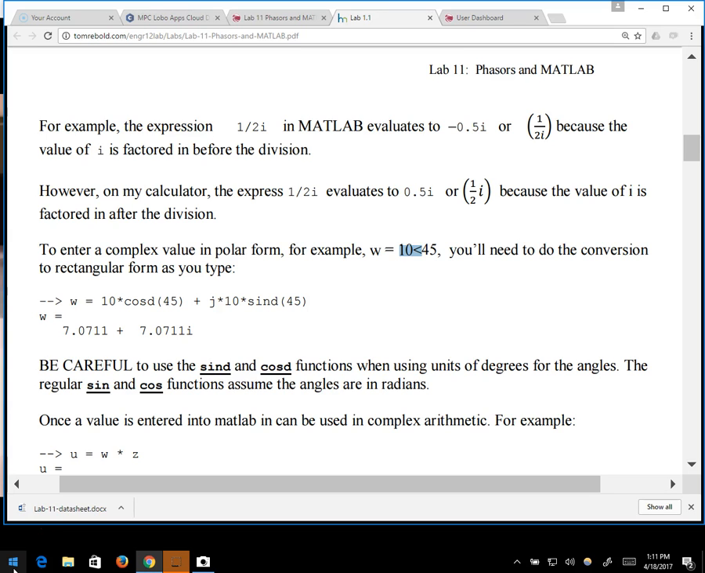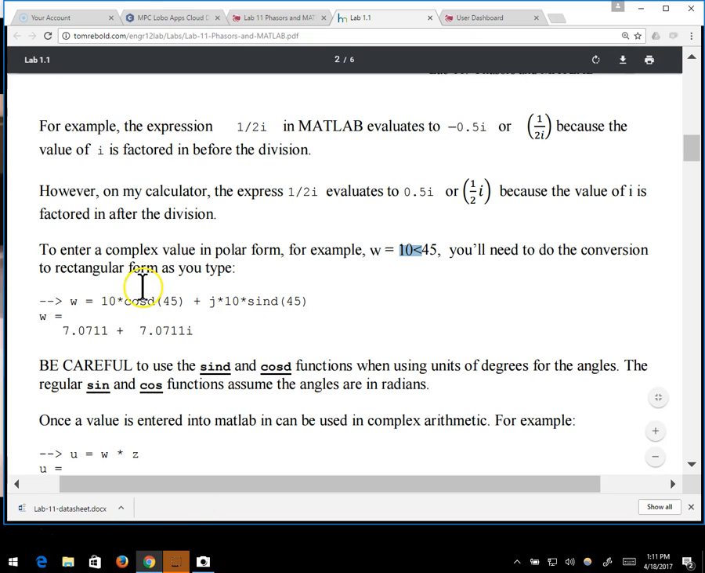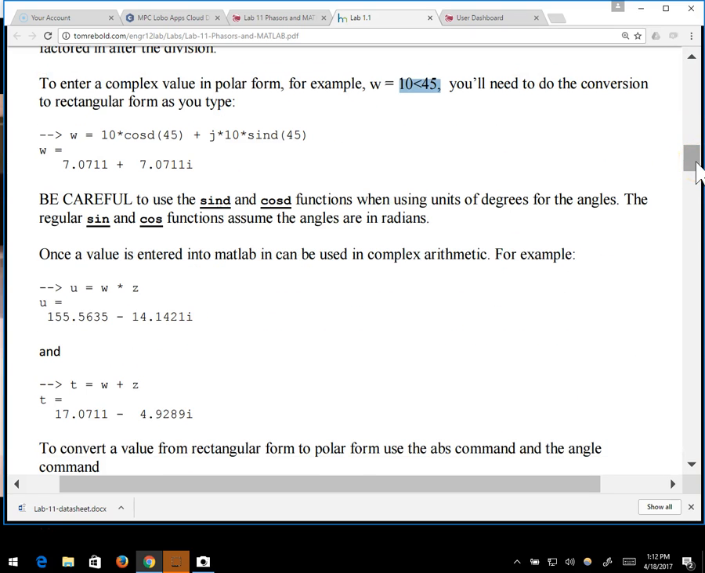You should familiarize yourself with the last 2 lectures that we went over this week. We can create the rectangular form of this polar representation of a phasor by saying 10 times cosd of 45, plus j times 10 times sind of 45. That gives you a complex number. Also make sure you use sind and cosd for that phase angle, which is in degrees.